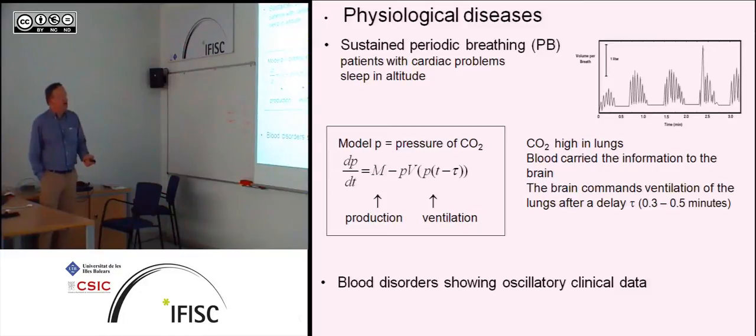Blood disorder is another area where many researchers are working. You can have leukemia, for example, that shows some oscillatory behavior of the white cells or the blood cells. And again, the models are really in the same way as this model here: a source term, and a term that controls, which it has here.